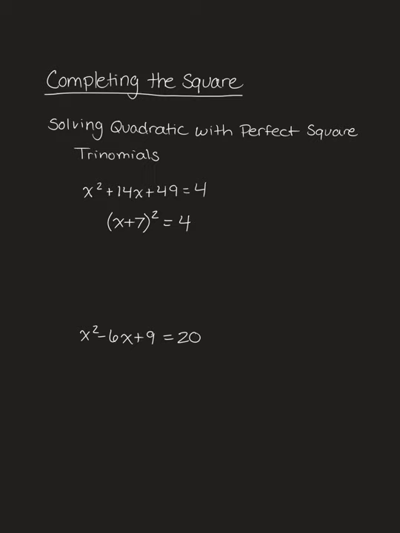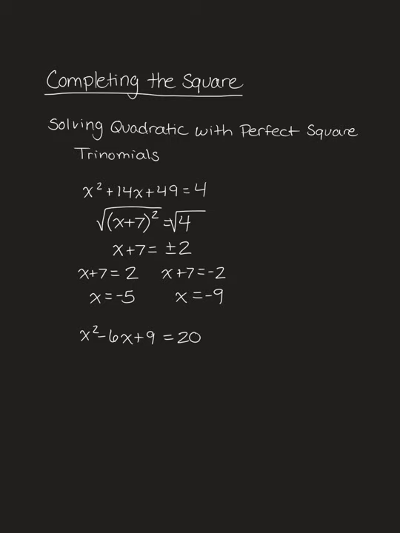Now to get rid of that squared, if we were to solve this, we would take the square root of both sides. So that would leave us with x plus 7 is equal to plus or minus 2. Which means that we have two solutions here. So we can have x plus 7 is equal to positive 2, and x plus 7 is equal to negative 2. If you solve for x, subtract 7 from both sides, you will get that x can either equal negative 5 or x can equal negative 9.